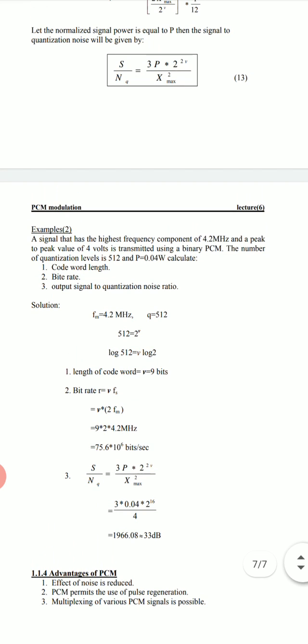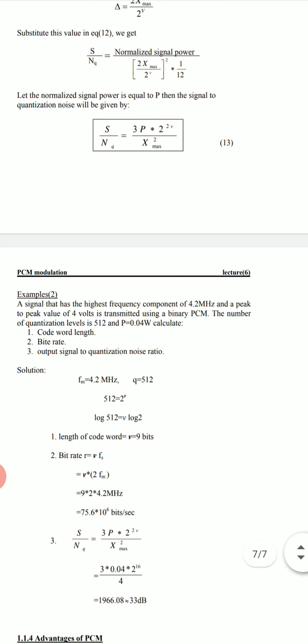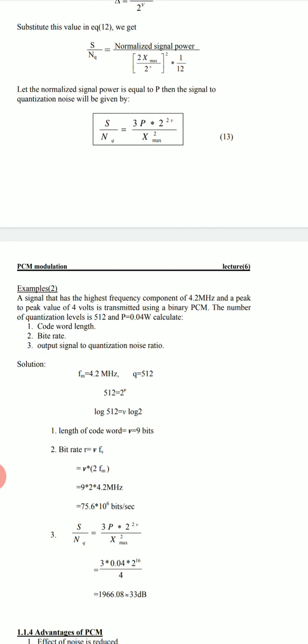So now they have given values. What have they given? A signal that has the highest frequency component, meaning maximum frequency, f max equal to 4.2 megahertz. You can take 4.2 megahertz or write 4.2 into 10 raised to 6 hertz. And a peak to peak value of 4 volts. Peak to peak means x max is 4 volts. It is transmitted using binary pulse code modulation. The number of quantization levels Q equal to 512. Capital P equal to 0.04 watt.